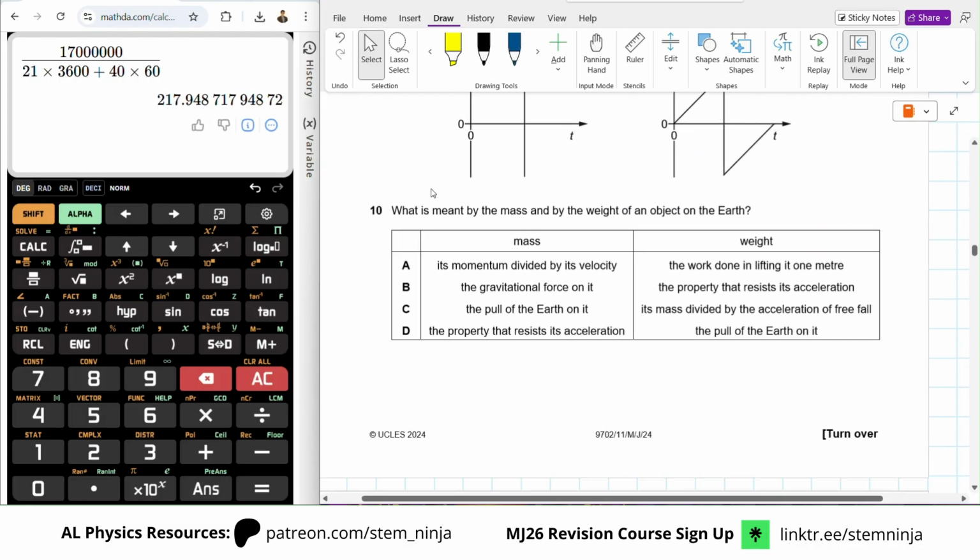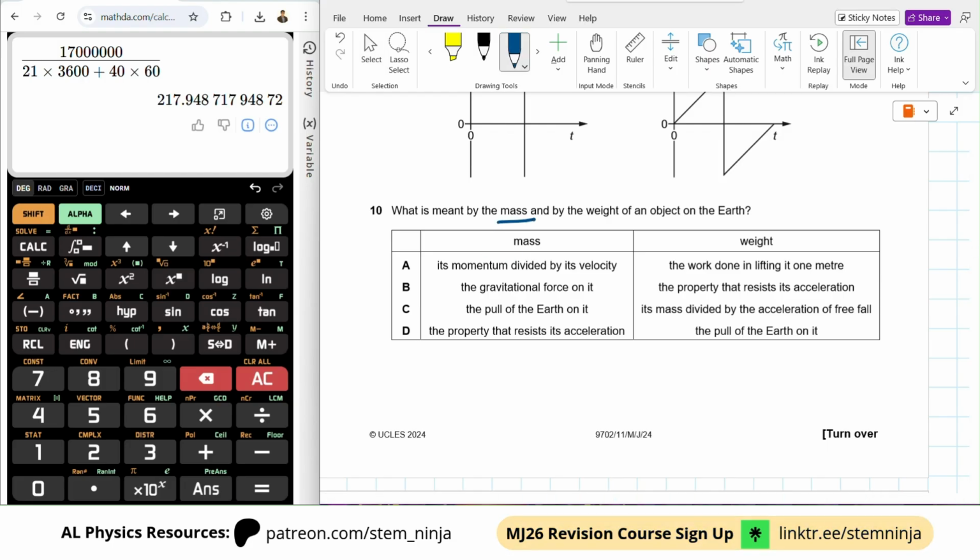What is meant by the mass and the weight of an object on Earth? Mass is the quantity that resists motion or acceleration. Weight is the pull of gravity on the object. So momentum divided by velocity, gravitational force on it, definitely no. Pull of the earth on it, no. Property that resists acceleration, I think this would be the only thing. Yeah, so that's it.